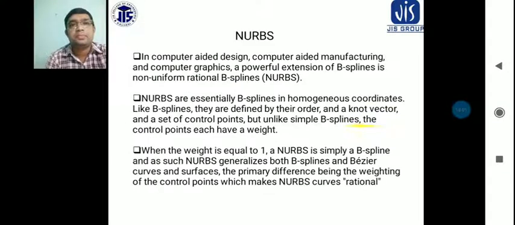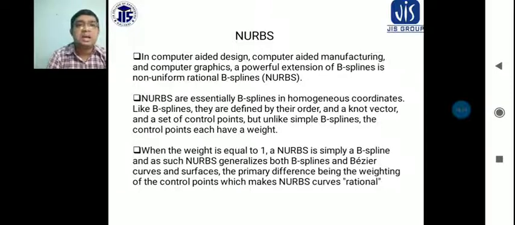The piecewise Bezier is here, and then NURBS, used in computer aided design, computer graphics, and computer aided manufacturing, that is CAD/CAM. A powerful extension of B splines is the non-uniform rational B spline, called NURBS.